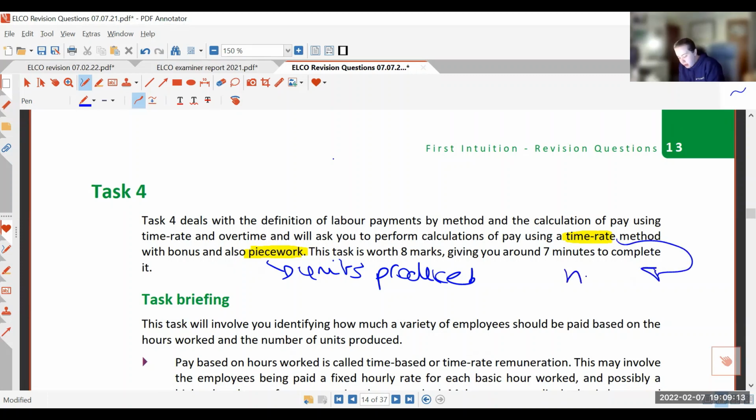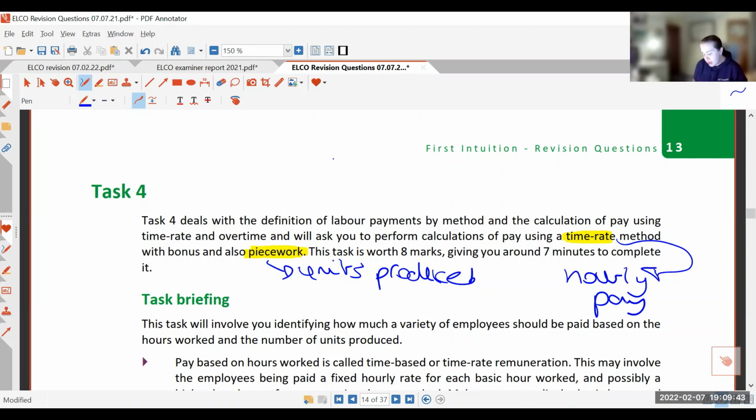So yeah, time rate is like hourly pay. You work a 40-hour week and you get paid £10 per hour. And it doesn't matter how productive you are or how much work you do in those 40 hours, you will get paid that guaranteed amount of money at the end of the week or the end of the month, regardless of what you produce.